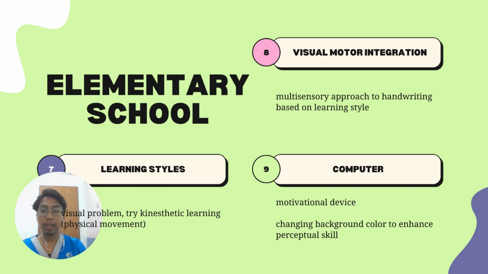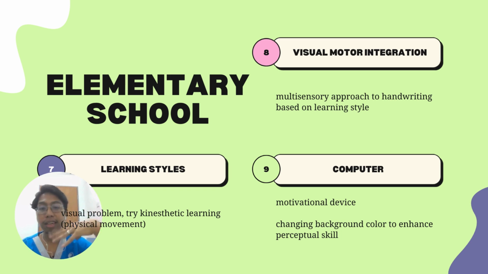And then last but not least is the computer. So as you can see, not just the computer, the iPad also, this is a very motivational device for them to improve their visual perception. Because nowadays we have so many videos or things that children can learn about reality, such as learning about animals and what they sound like. So this is an example of how it helps them to improve visual perception.